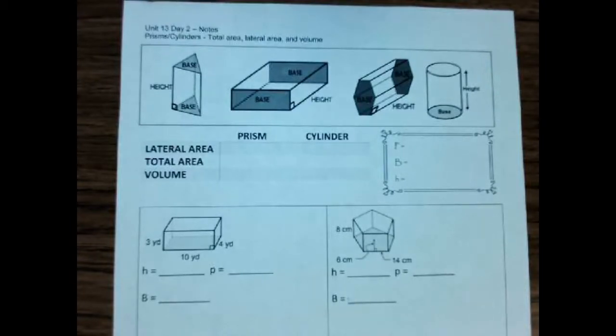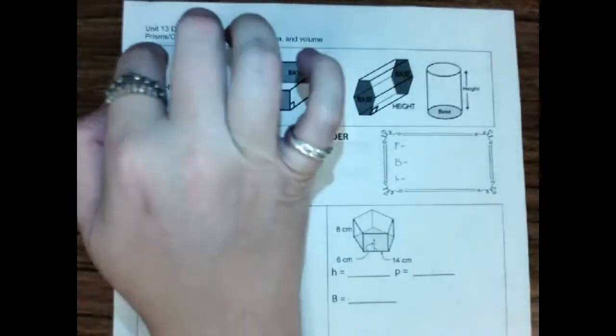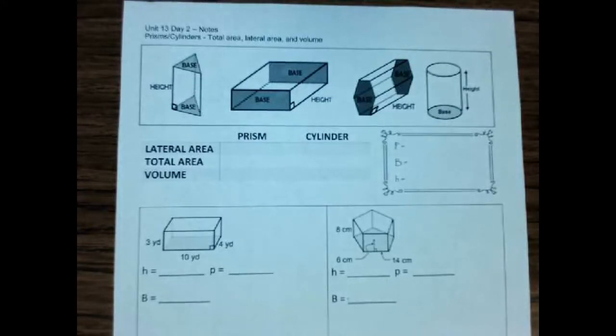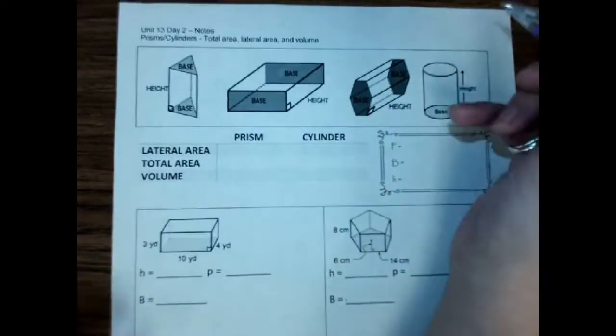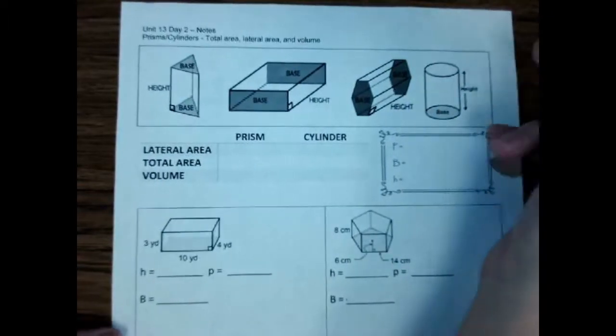Okay, so on day 2, we're going to start talking about volume and surface area, and we're going to talk specifically about prisms and cylinders. And you really need to have 2 colors today, either colored pencils or highlighters or something, because this will really make everything easier for you. So we're going to start off and just talk about the parts of prisms and cylinders.